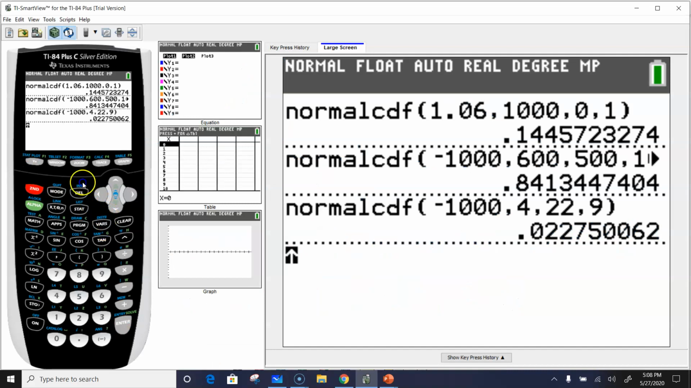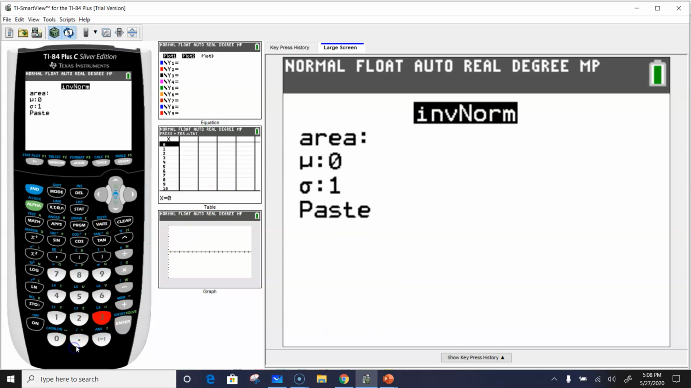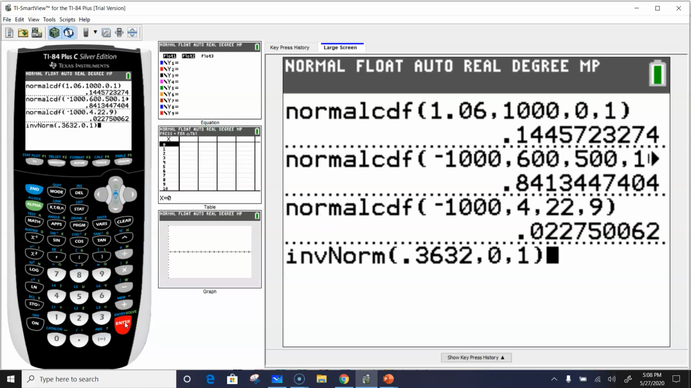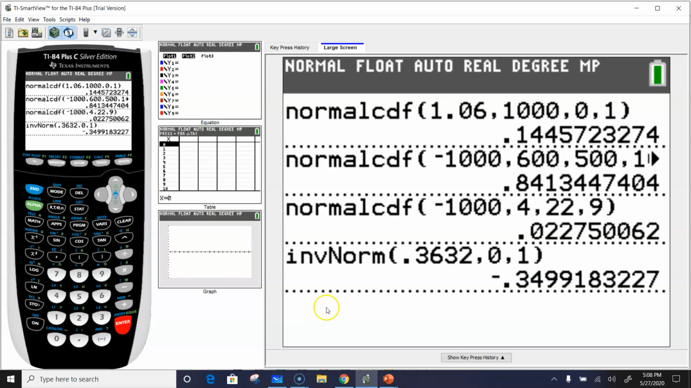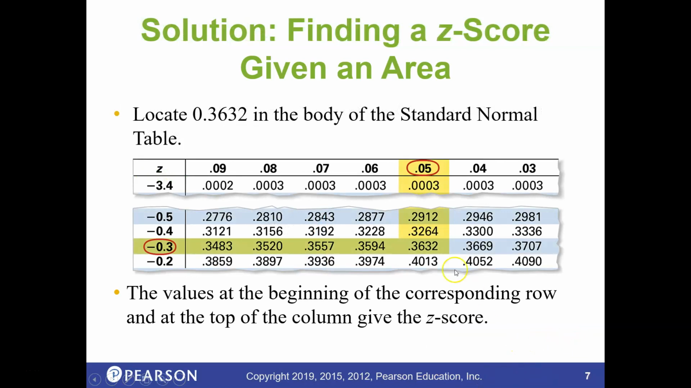So I hit second vars again, right? Second variable's key, and notice there's inverse norm. It's right there. Not hard for us to find. So I showed you the syntax already. If your screen doesn't look like this, just enter it in that order, and we will find our area to the left. And just like we suspected, it was a negative z-score, negative 0.35. Your textbook authors have to do a little bit more work here. They are going to search the table for 0.3632, or the number that's closest to it. This can be a really difficult Easter egg hunt sometimes, so it's much easier, in my opinion, to use inverse norm.